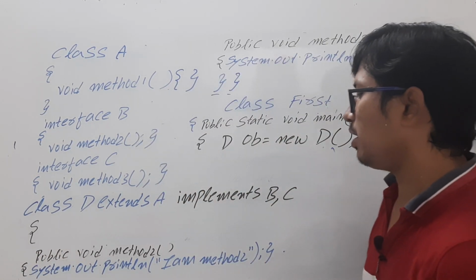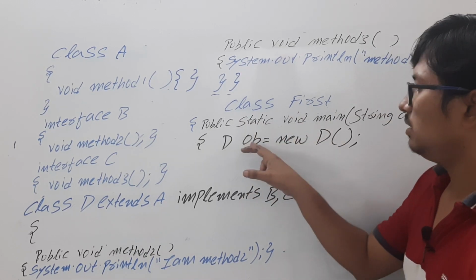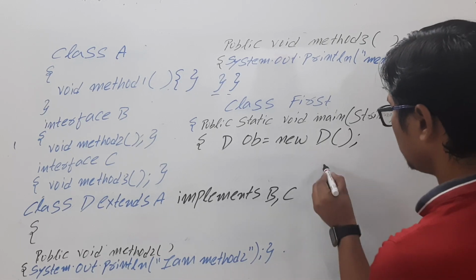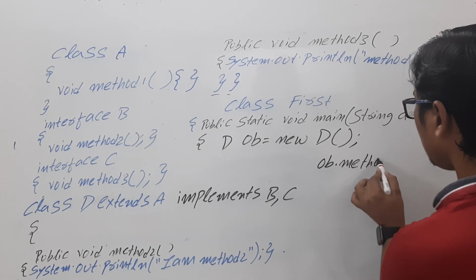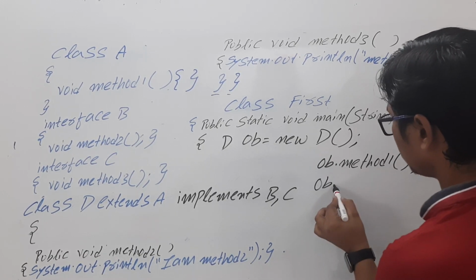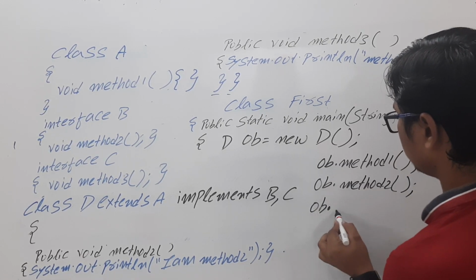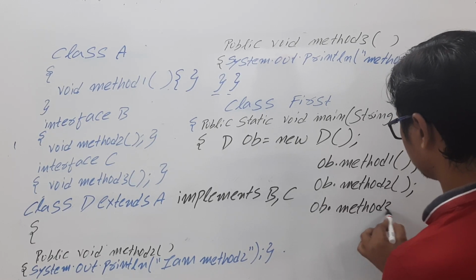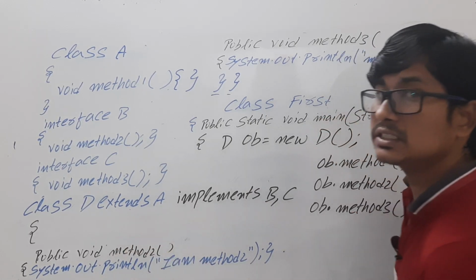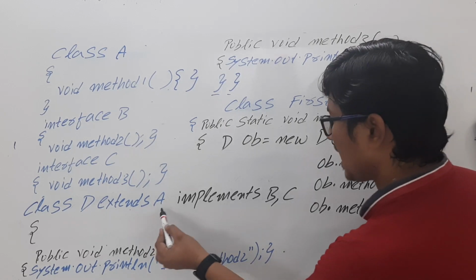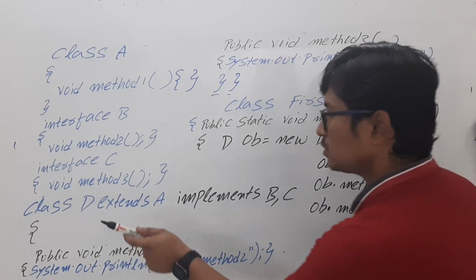So public static void method 2 and then method 3, and you have created an object for the class D. Using this object you can access method 1 and then method 2 and then method 3. The remaining concepts are the same, but among them one is a class. If it is a class, you need to use the keyword extends, and high priority is given to extends as compared to implements, because you have a class and you have the interfaces, and you know that one class can derive the properties from another class using extends.